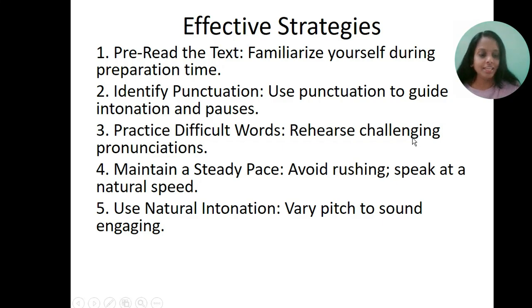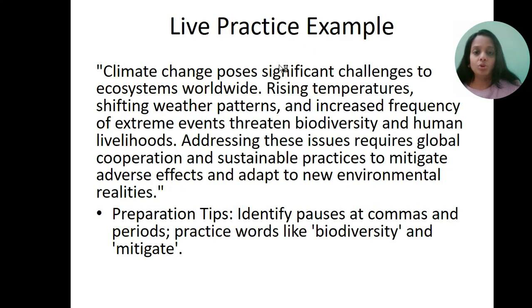Okay, let's see an example here. So you can also pause the video and here is the preparation tip. You have to identify pauses at commas and periods and try to practice difficult words like biodiversity, mitigate, or whichever is really difficult for you to pronounce. You can rehearse that before. You should know where to pause based on the commas and the periods. Got it? You can do it by yourself. I will also do it for you now.